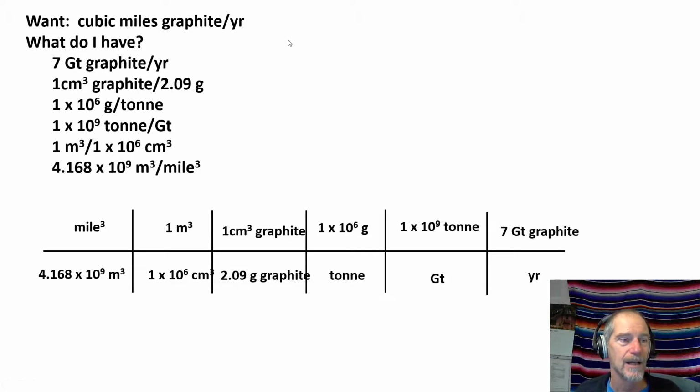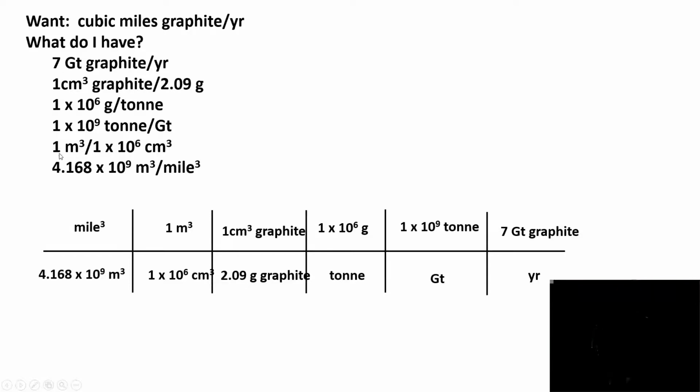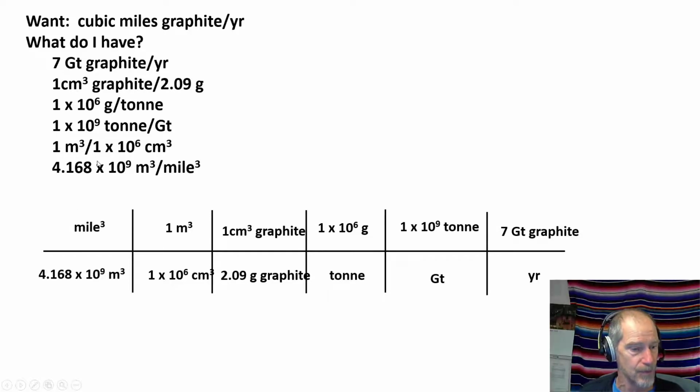Look what I did. I wanted cubic miles of graphite, and I looked around here for where cubic miles is, and I found it here. And since I know I want that in my answer, I stick it in first. 1 cubic mile over, oh, that's meter. Yeah, here it is. 1 cubic mile. I flipped it upside down to put miles on top because I want miles on top to get the answer. So I put cubic miles, and I put this thing on the bottom.